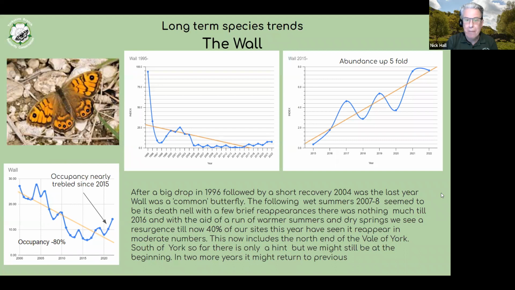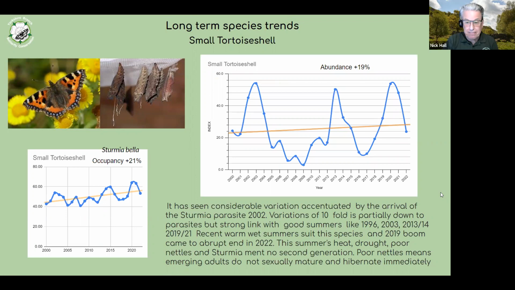This is the sad story of the small tortoiseshell. And this is the new problem here. Can you see these little white threads hanging down from the pupae? This is from somebody who's bred a load of caterpillars. And unfortunately, he's been very disappointed because they're all parasitized by a little bug called Sturmia bella. It's a fly about the same size as a domestic housefly that arrived in 2002, and has subsequently spread through the whole country in a matter of about 5 or 6 years.